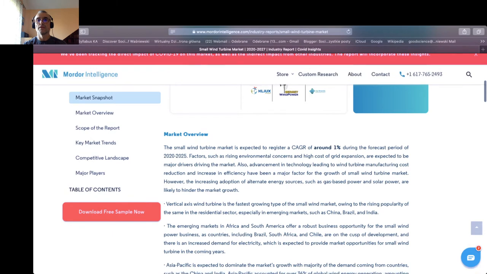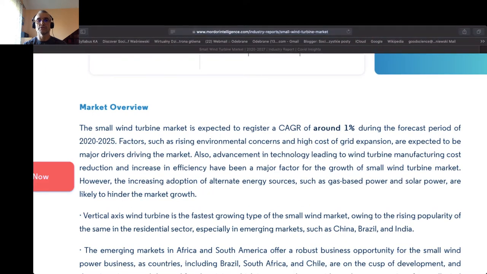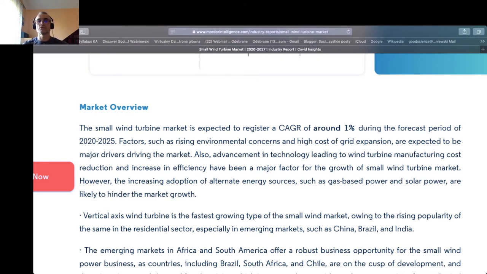Market overview. Do you see it well on the screen? Yes, you can see it. Market overview. The small wind turbine market is expected to register a CAGR of around 1% during the forecast period of 2020 to 2025. Factors such as rising environmental concerns and high cost of grid expansion are expected to be major drivers of the market. Also, advancement in technology leading to wind turbine manufacturing cost reduction and increase in efficiency have been a major factor for the growth of the small wind turbine market. However, the increasing adoption of alternate energy resources such as gas-based power and solar power are likely to hinder the market growth.